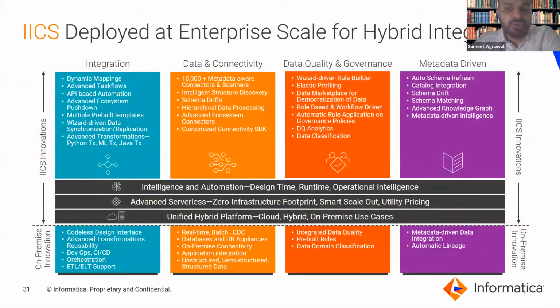And this is just to show you the layers of innovation we have added on IICS on top of an on-premise innovation. So for example, anything you do on-prem, on top of that, we have added these layers of innovation on IICS for integration, for connectivity, and also for data quality and metadata.